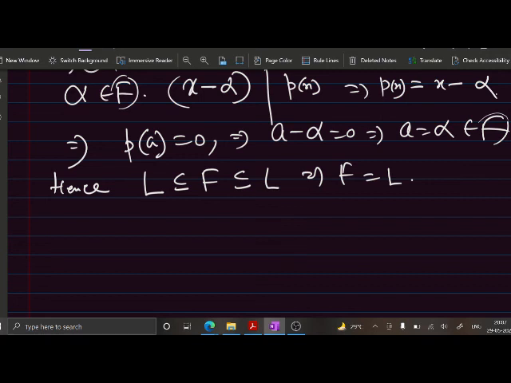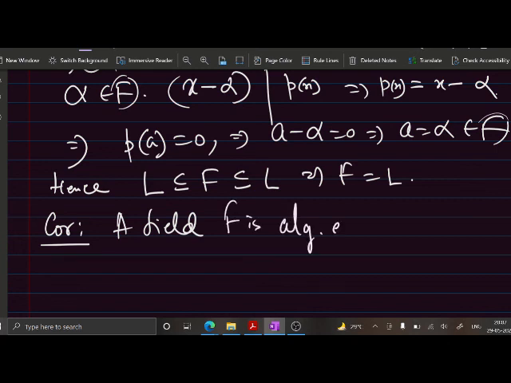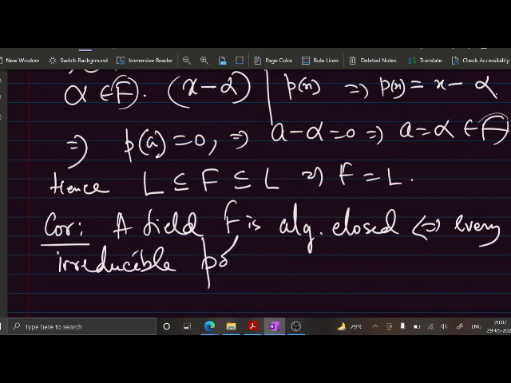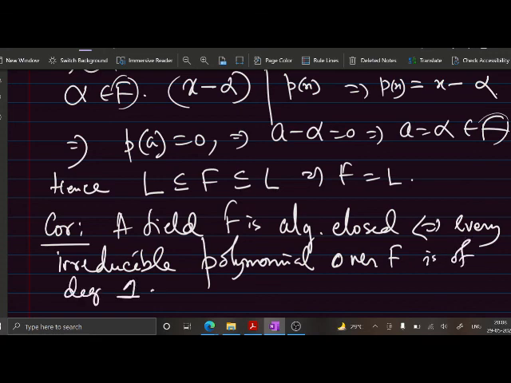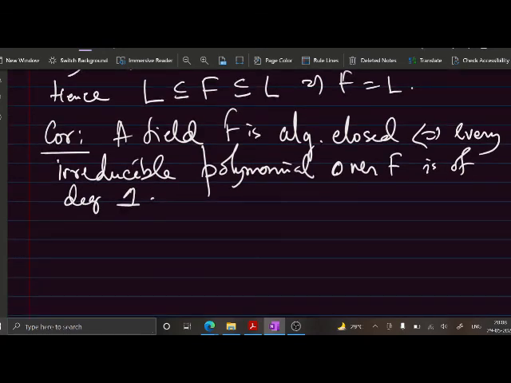Okay. So here you can take this corollary that a field F is algebraically closed if and only if every irreducible polynomial over F is of degree কত, 1, ঠিক আছে?